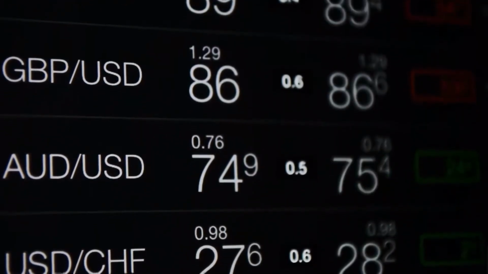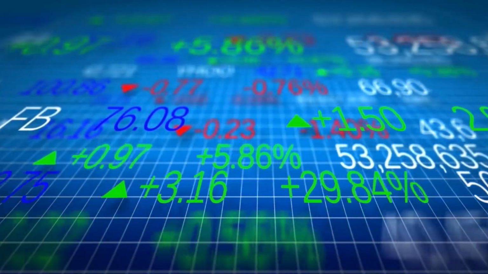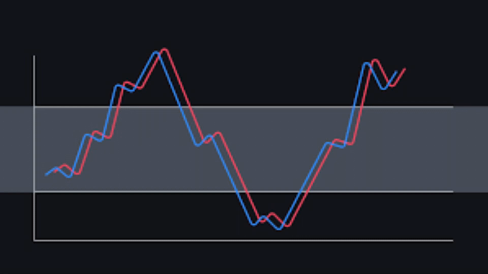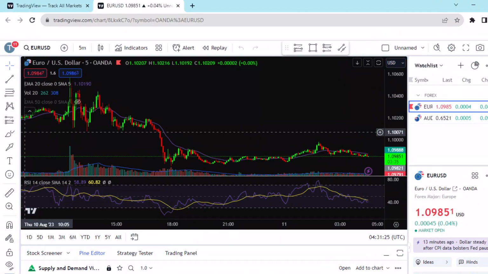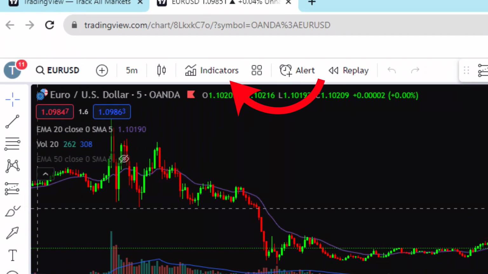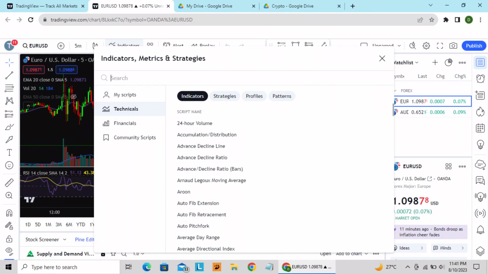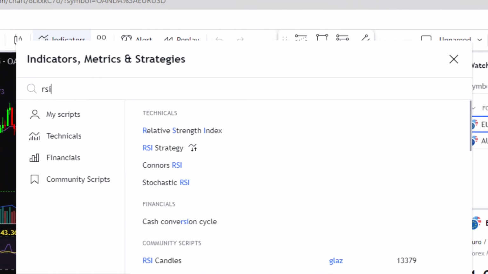The first thing we're going to need to do is to get the RSI indicator added to the chart. So we're going to go ahead and head over to TradingView, select the Indicators tab, then type RSI, and the first thing that pops up should be the Relative Strength Index.